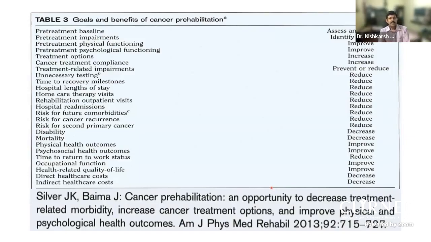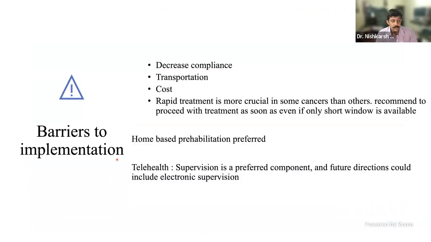Now, goals and benefits of cancer prehabilitation. So, compared to the pre-treatment baseline, we need to see that treatment-related impairments are reduced, unnecessary testing is reduced, time to recovery milestones is reduced, the risk of recurrence, future comorbidities, and hospital readmissions are reduced, overall psychosocial health outcomes are improved, occupational function is improved, and time to return to work is reduced. So overall, all the parameters which are important for a patient improve, and so it should be done.